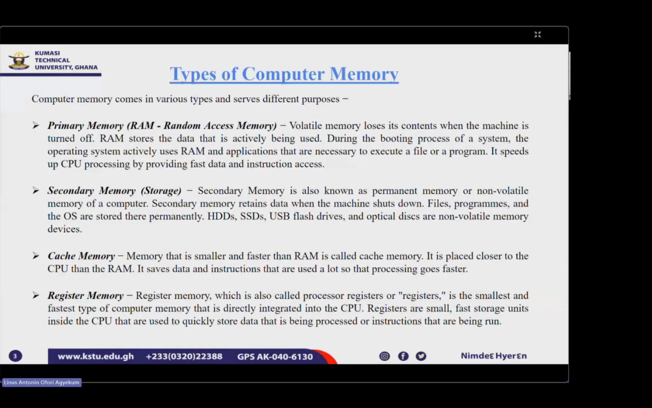Then we have another type of memory we call the cache memory. Now, the cache memory is a memory that is smaller and faster than the RAM.